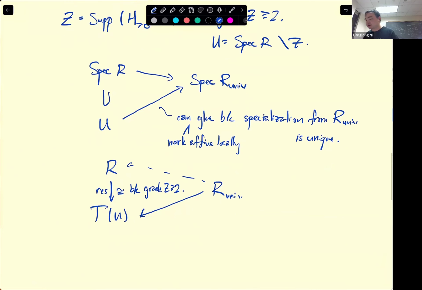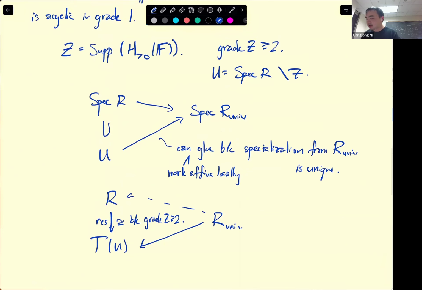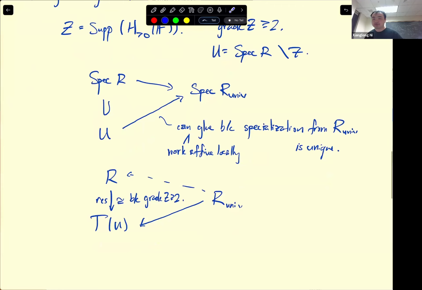But the main reason I want to talk about this was mostly just to highlight this trick of essentially what one might call Hartogs, right? The idea that if you're able to define it on the complement of something of grade at least 2, that extends to all of R.